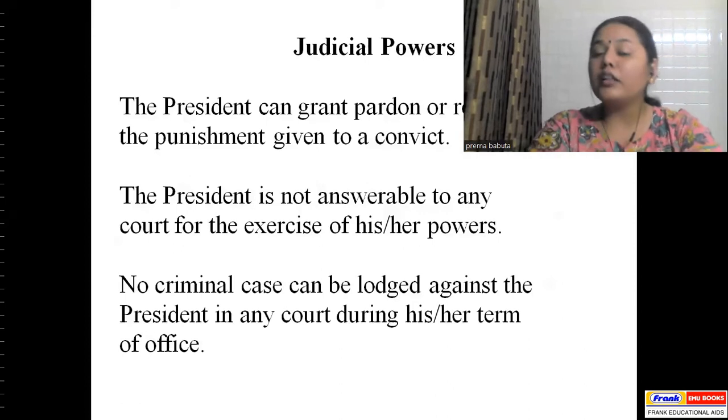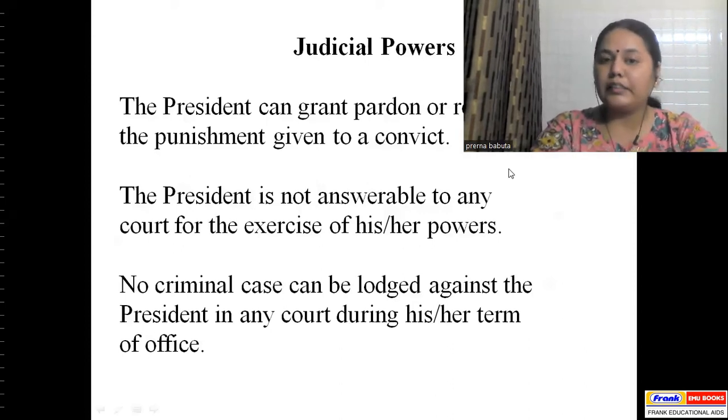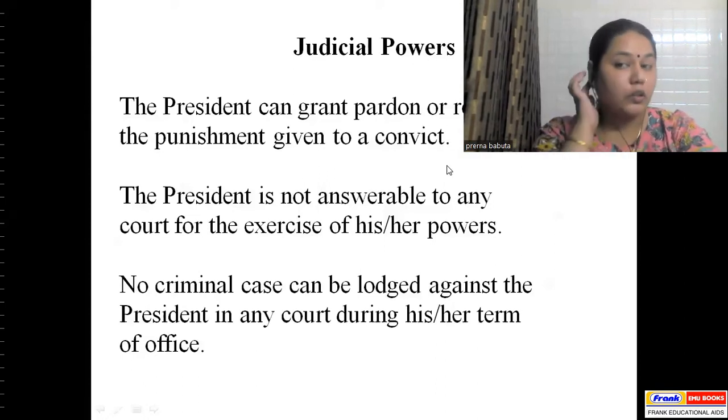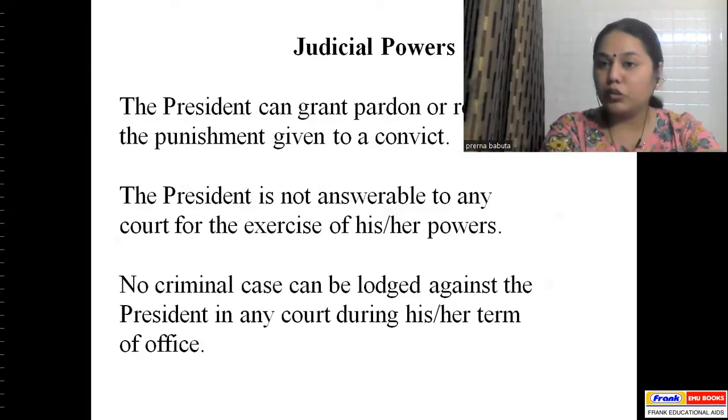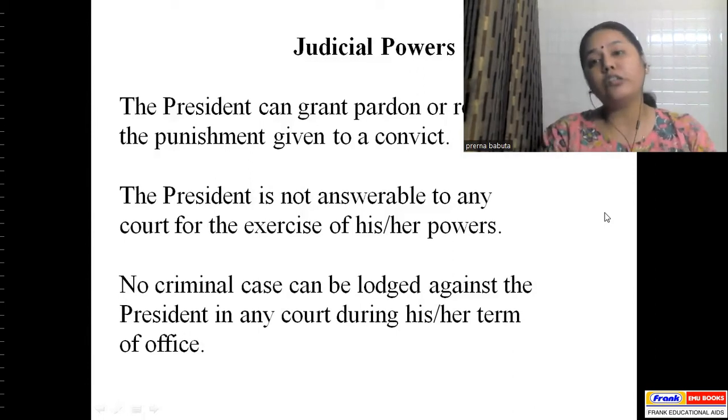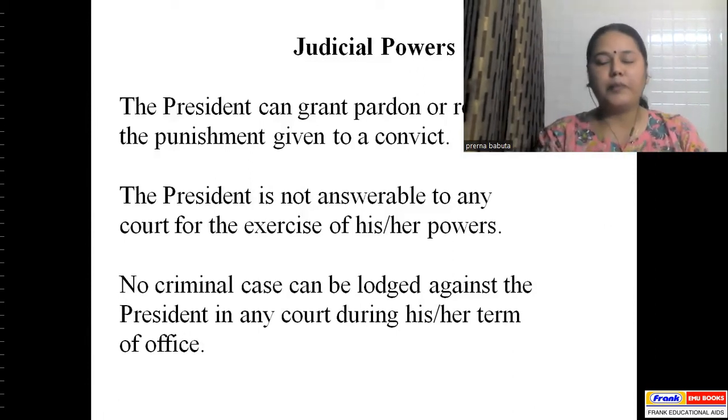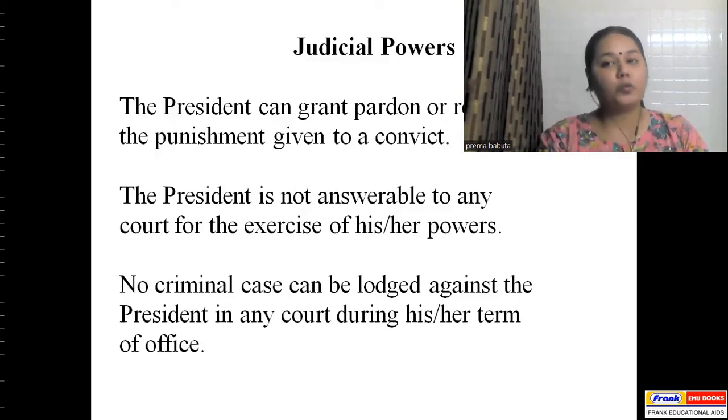to recommend the distribution of taxes between the center and the state. Now, what are the judicial powers of the president? He can grant pardon or reduce the punishment given to a convict. So if there is someone who is convicted for a crime, he or she can approach the president. Of course, there's a proper hierarchy, and it's not like anyone can just approach the president. It's just in very special cases that a convict is allowed to approach the president.